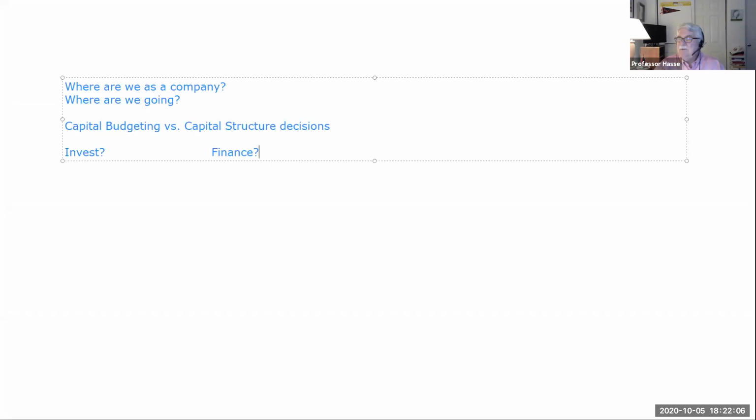The CFO, that's one of their main jobs in a corporation or any company. Where are we now as a company? Our accountants give us our financial statements. What do we have? What are we doing? Where are we going? There are two decisions. If we're going to go someplace, is it going to require an investment into new assets or existing assets? And if that investment does occur, how are we going to pay for it? That's what business finance is all about: finding the right investment to give you an adequate return and profit, and financing it for the cheapest amount of money.